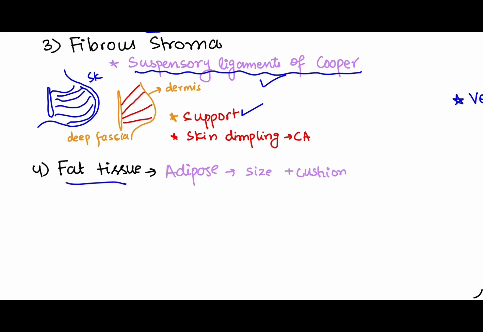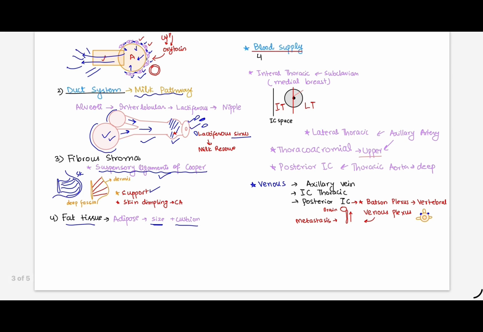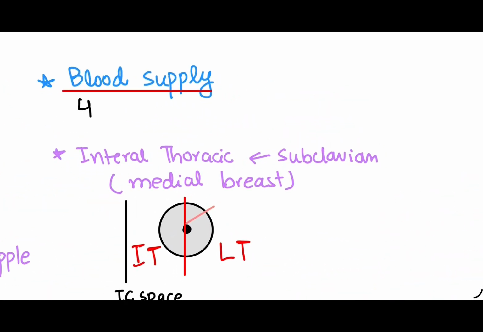Then there's some fat tissue, which is adipose, and what's its importance? It helps in size and the cushion and protection against some trauma. That's it. This is all the anatomy structure-wise. Then we're going to see what's the blood supply.